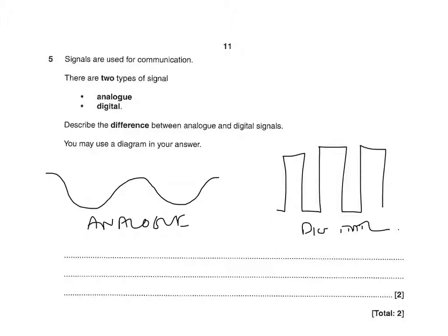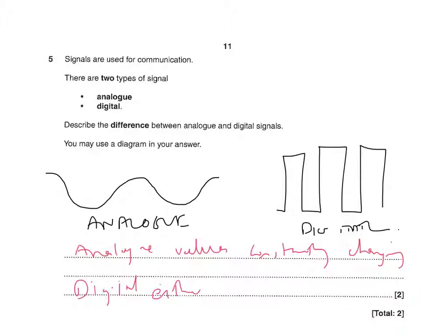So analog can have any value or has values that are constantly changing. So that'll get you 1 mark. And then digital is either on or off. That'll get you the 2nd mark. So you have to talk about both to get both marks.